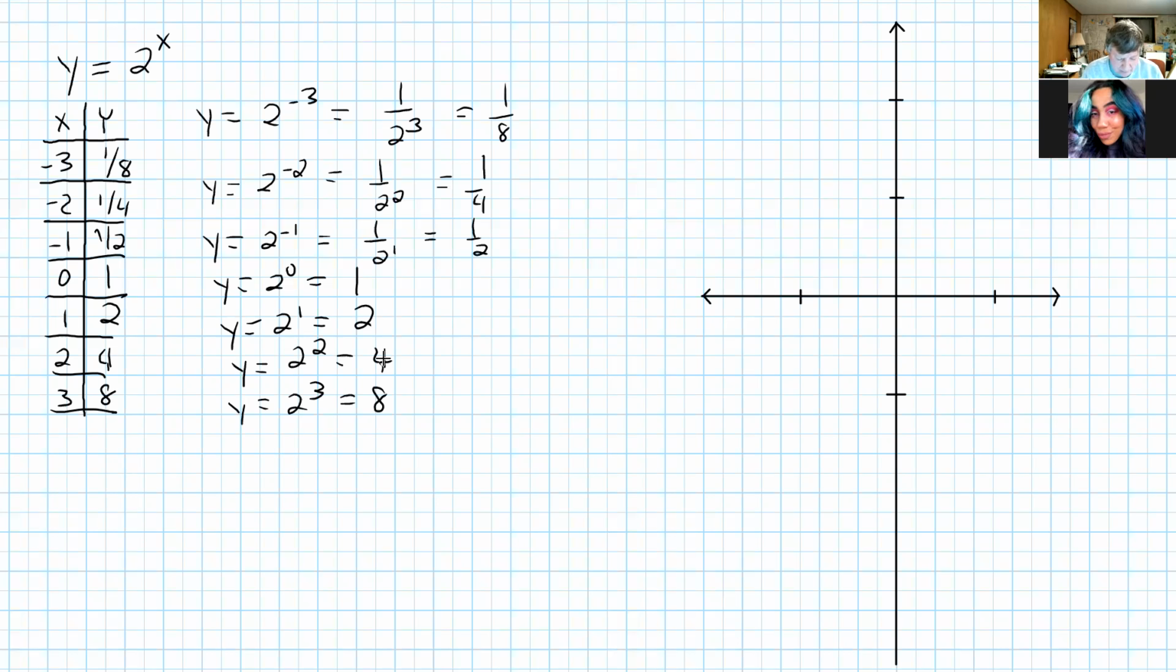Let's see. If x is -3, y is 1/8. That's about there. About. When x is -2, y is 1/4. When x is -1, we're up to 1/2. When x is 0, y is 1. When x is 1, y is 2. When x is 2, y is 4. When x is 3, y is 8.